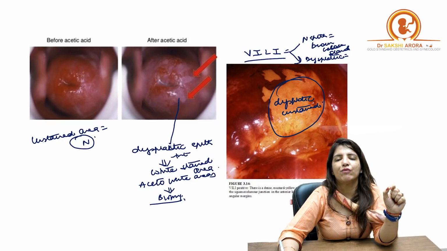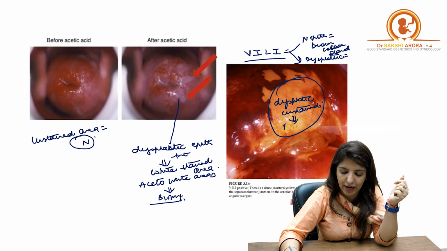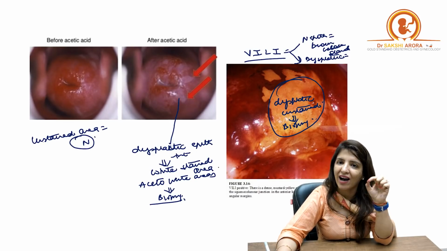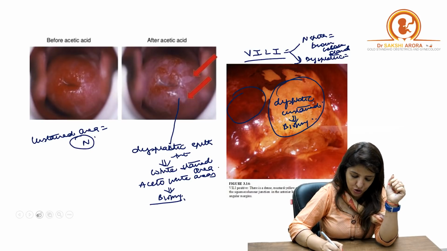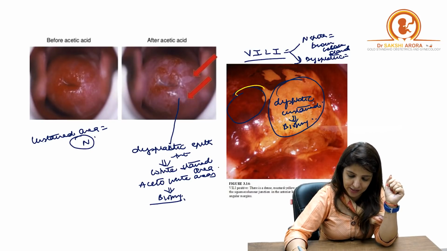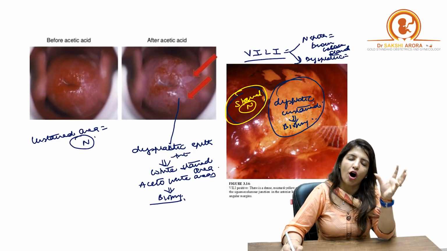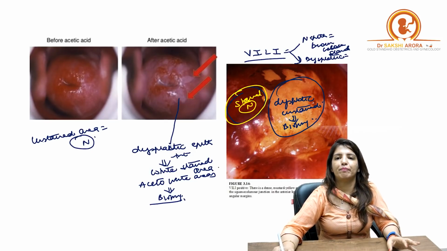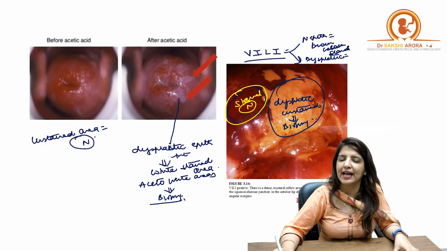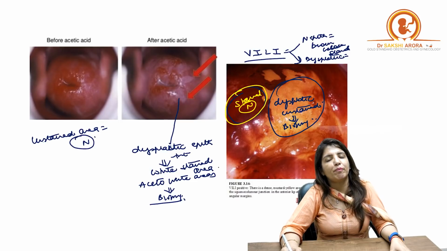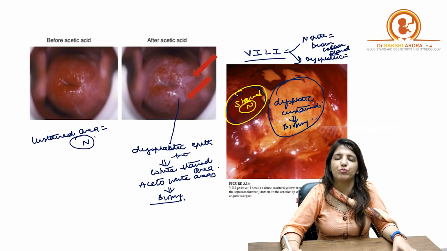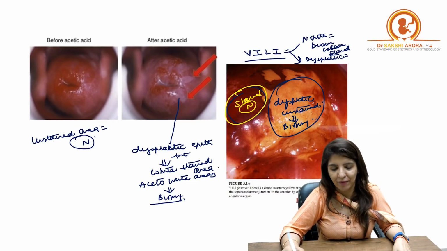So, when you apply Lugol's iodine, you have to take biopsy from the unstained area, right? The stained area over here is normal. So, in this case, the stained area is normal. That's the opposite of what happens when you apply acetic acid. In acetic acid, you have to take biopsy from the stained area. Whereas, when you apply Lugol's iodine, you have to take biopsy from the unstained area, right?